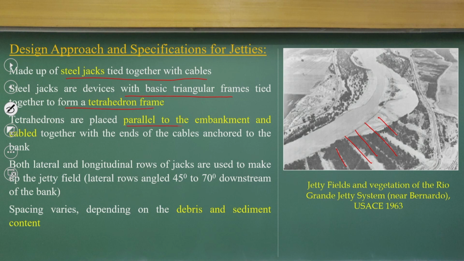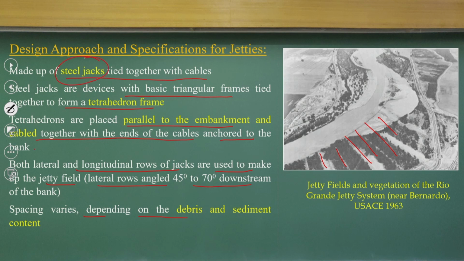Tetrahedrons are placed parallel to the embankment, and the cable, together with the end of the cables, is anchored to the bank. Both the lateral and longitudinal rows of jacks are used to make the jetty field. So, we do not put in a single jetty; there could be a series of jetties, a jetty field. We can put them laterally at an angle like this, with spacing varying depending upon the debris and sediment. So, you can see the jetty fields made of steel jacks, but it is still costly.